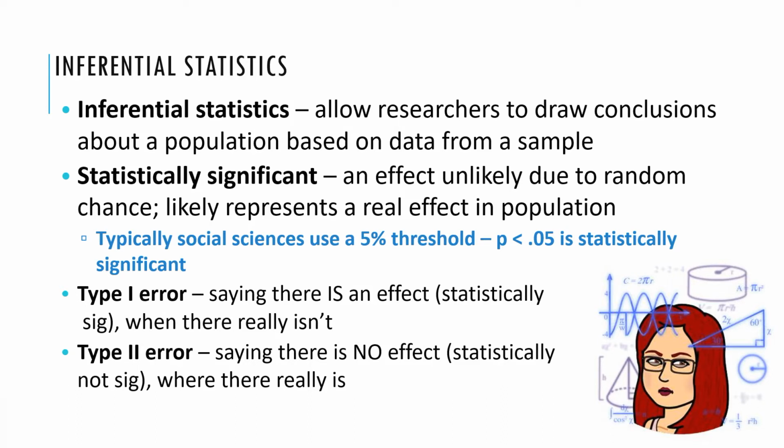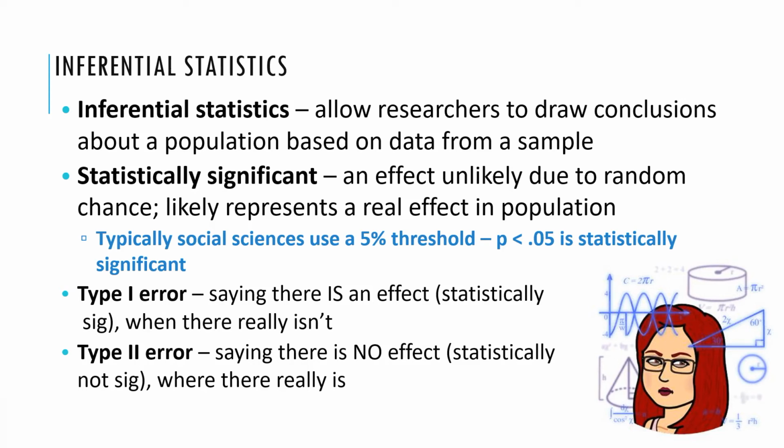You might wonder why researchers don't set that 5% even lower to reduce the chance of making a type 1 error. The reason is that when the chances of making a type 1 error are reduced, the chances of making a type 2 error are increased. A type 2 error is a missed opportunity. It's when a researcher concludes that the results are not statistically significant, when in reality there is a real effect in the population and they just missed detecting it.